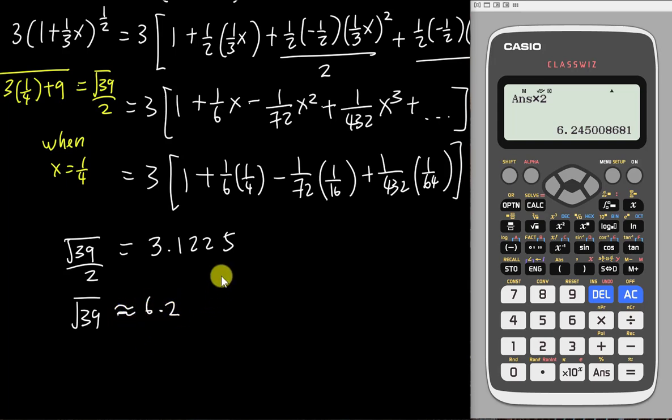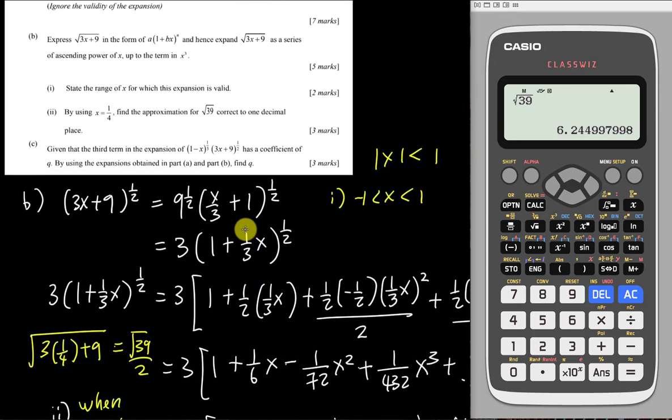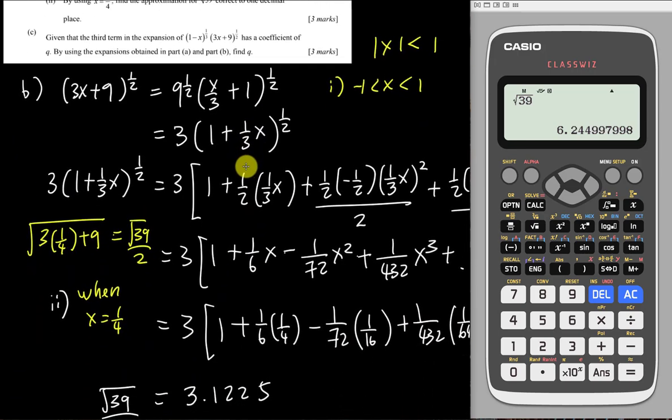And I will check with my calculator what is the square root of 39. So I will get 6.2. So yeah, I'm pretty sure this is the correct answer here. This is part 2. Okay, so this one should be my correct answer. Okay, then we go to part C.